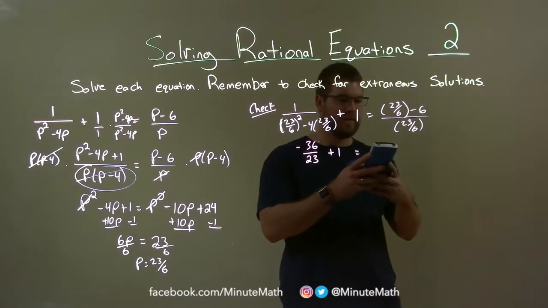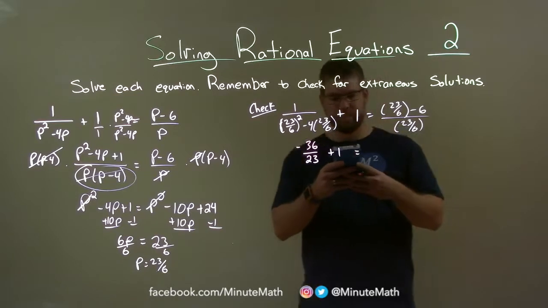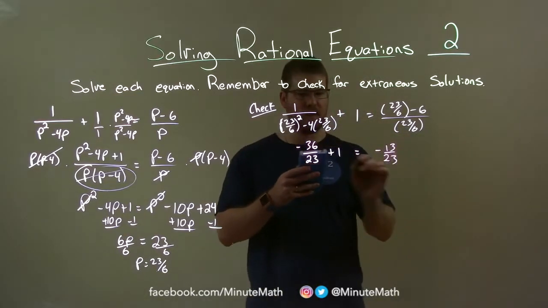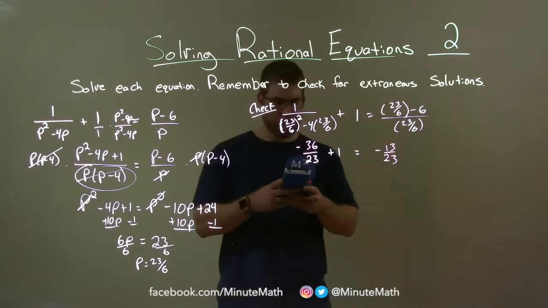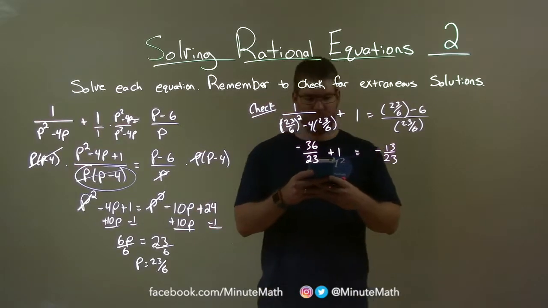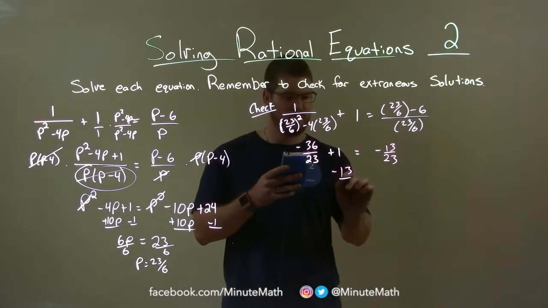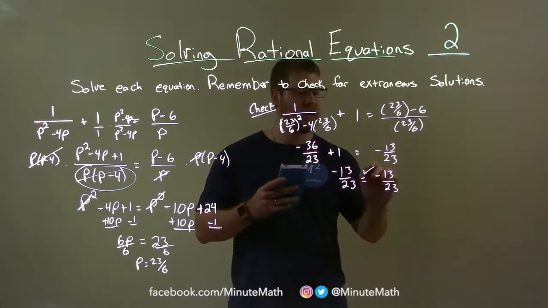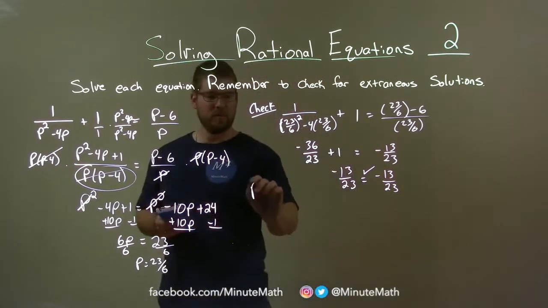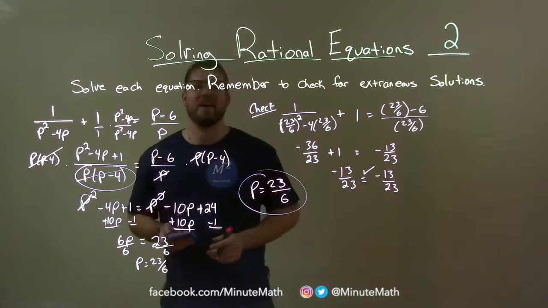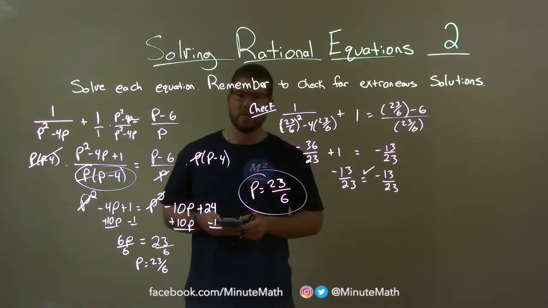Alright, divided by 23 over 6, and we have negative 13 over 23. So what's negative 36 divided by 23 plus 1? And that as a fraction is negative 13 over 23. So the left and right hand side are equal, meaning that p equals 23 over 6 is a true solution in our final answer.